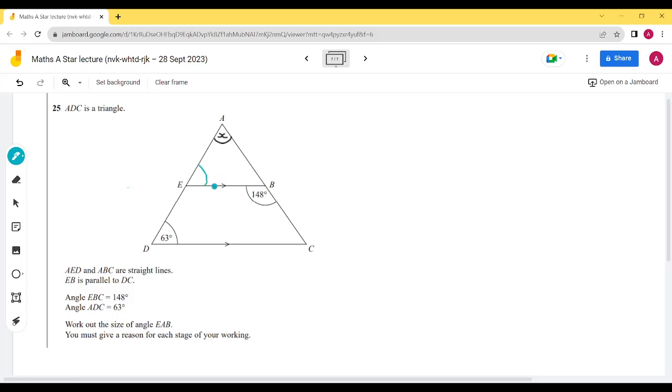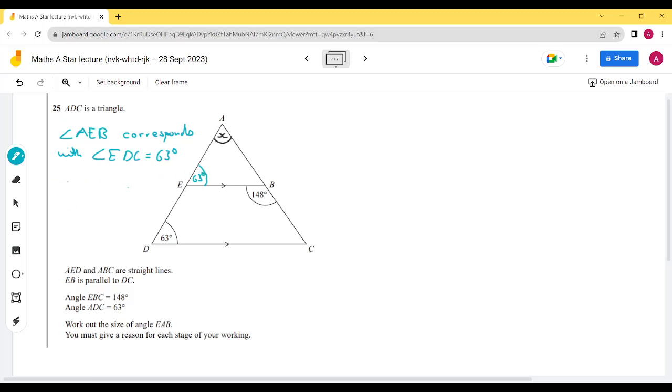I mean, yeah, exactly. So we've got angle AEB. Now, angle AEB, if you think about it in terms of the angles, AEB corresponds with EDC and equals 63 degrees because corresponding angles are the same.